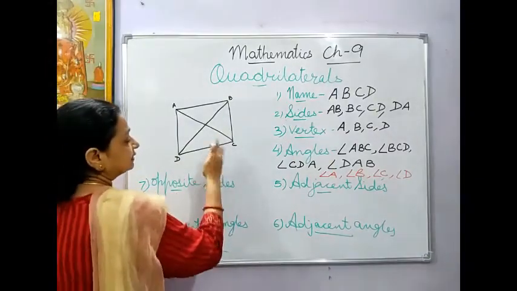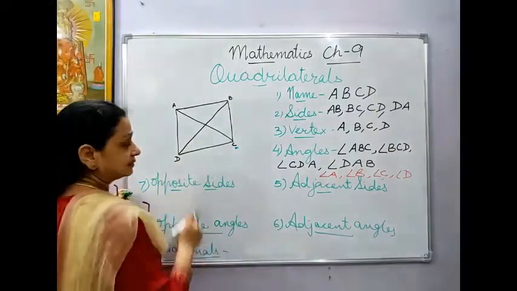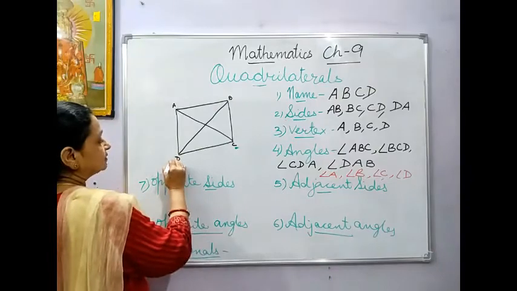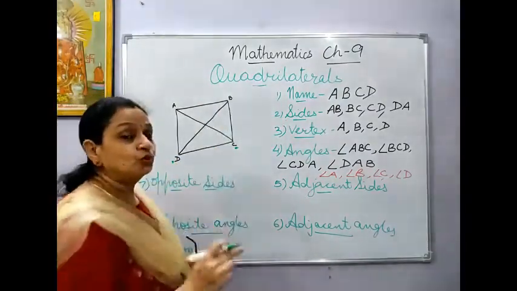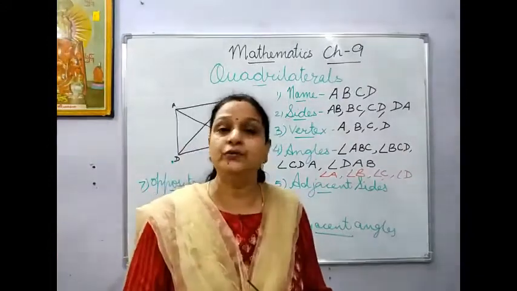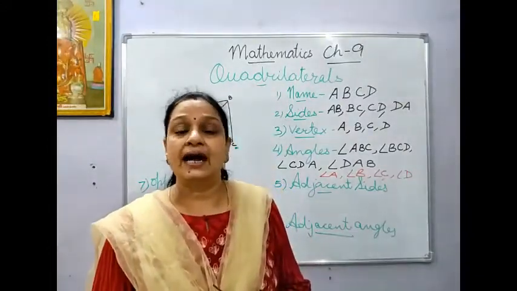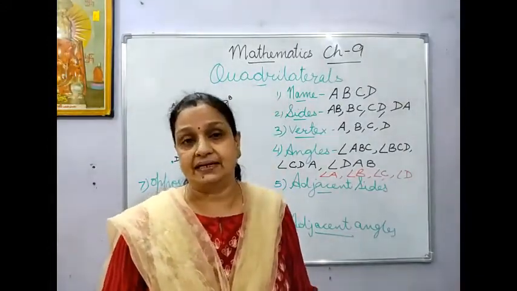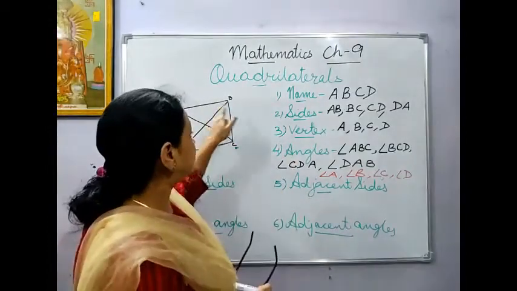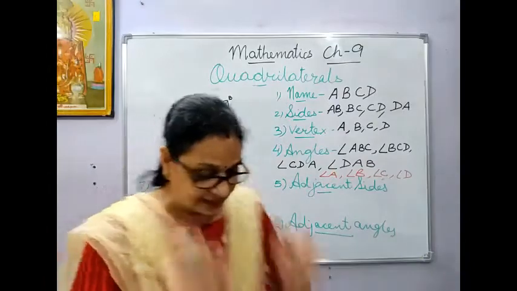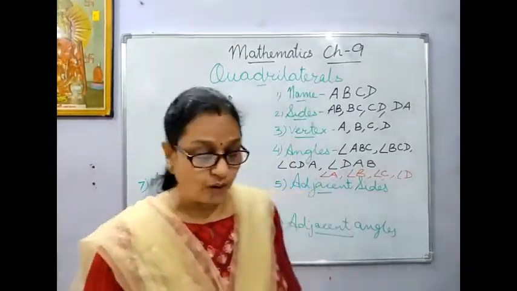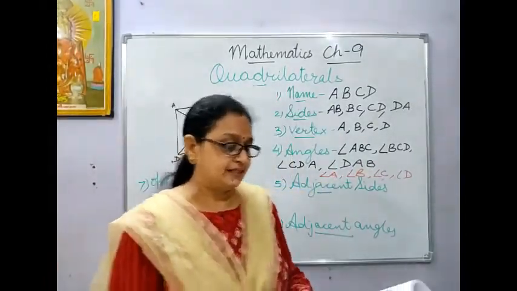Similarly, this line and this line have this common vertex. This and this line have this common vertex. Isn't it? So such two sides which have a common vertex are called adjacent sides. Children, two sides which have a common vertex are called adjacent sides.